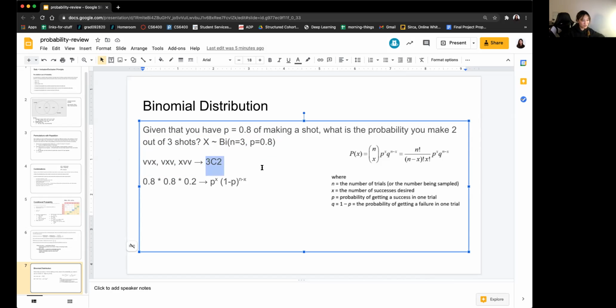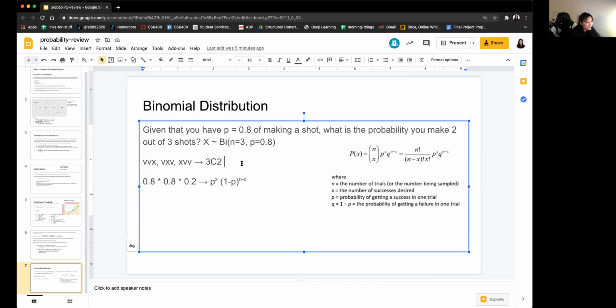Or in other words, you can do this in 3 choose 2 different ways. I have V's and X's. V basically means a tick, and X a cross. So let's say you make the first 2 and you miss the third. You make the first and third and miss the second, or miss the first and make the second and third. These are the 3 different ways that you can make 2 out of 3 of your shots. So with that, at some point you're going to have to multiply your probability by 3, or by 3 choose 2, more technically speaking.